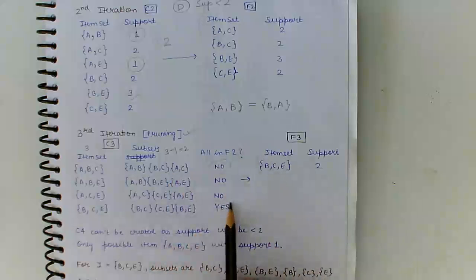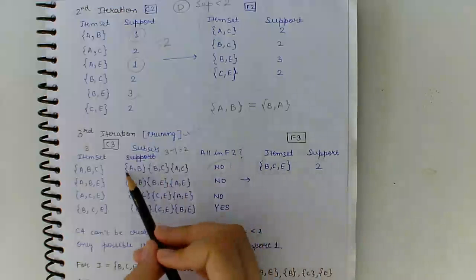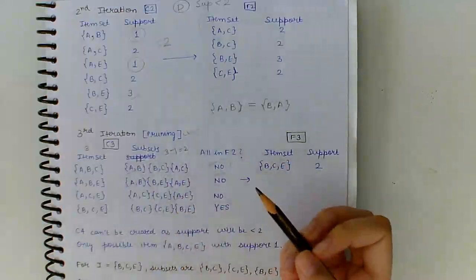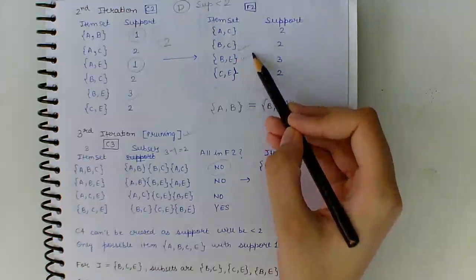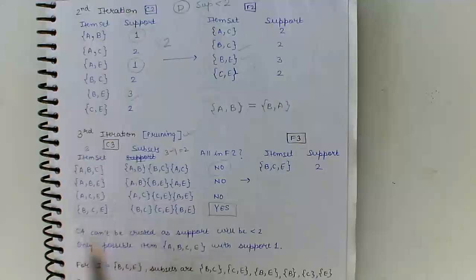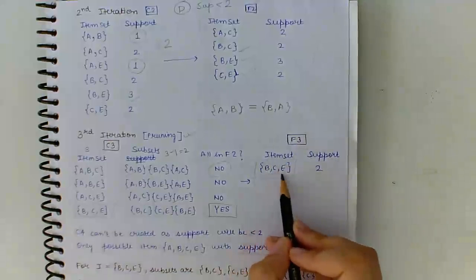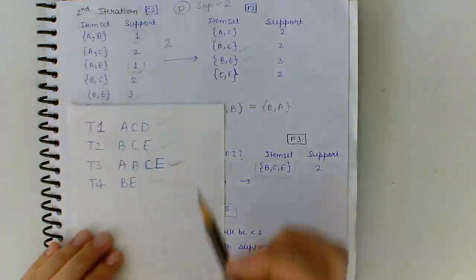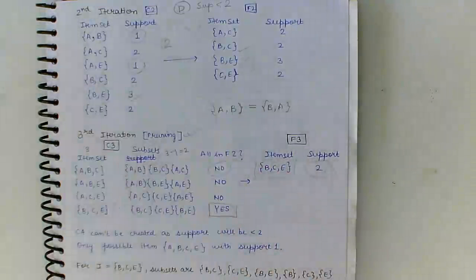All of them should be present in F2 to get a yes. So AB is not in F2. Similarly, AB is not in F2, and here AE is not in F2. For BC, BE and CE, all are in F2, so we get a yes for BCE. So in F3 we only have one item set, that is BCE with support 2. As we can see, BCE occurs once and twice, so its support is 2.